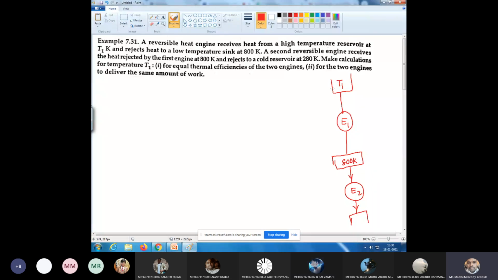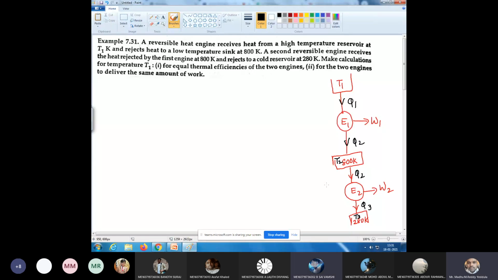Now let me check the data. Both are reversible engines, right? E2 rejects the heat to 280 Kelvin. Let us say this is the work done by engine 1 and this is the work done by engine 2. Let us say the heat supplied here is Q1 and the heat rejected is Q2, and this Q2 will be the heat supplied to the second engine, because the same heat rejection is used as heat supplied. Let us say this is Q3. This is temperature T1, this is temperature T2, and this is temperature T3. Is this figure clear?